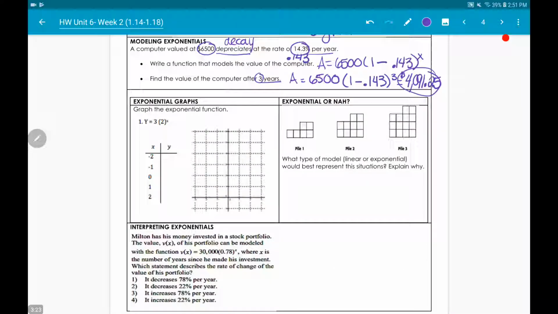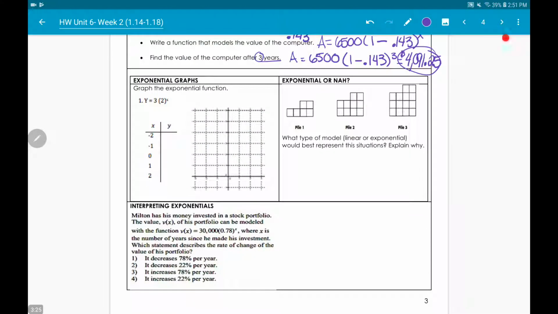All right, another thing we did that will be on your test is graphing exponential functions. Remember, this is our y-intercept. So that's going to go with the 0, and this is our multiplier. So that tells me how this is going to change. So 3 times 2 is 6. 6 times 2 is 12.